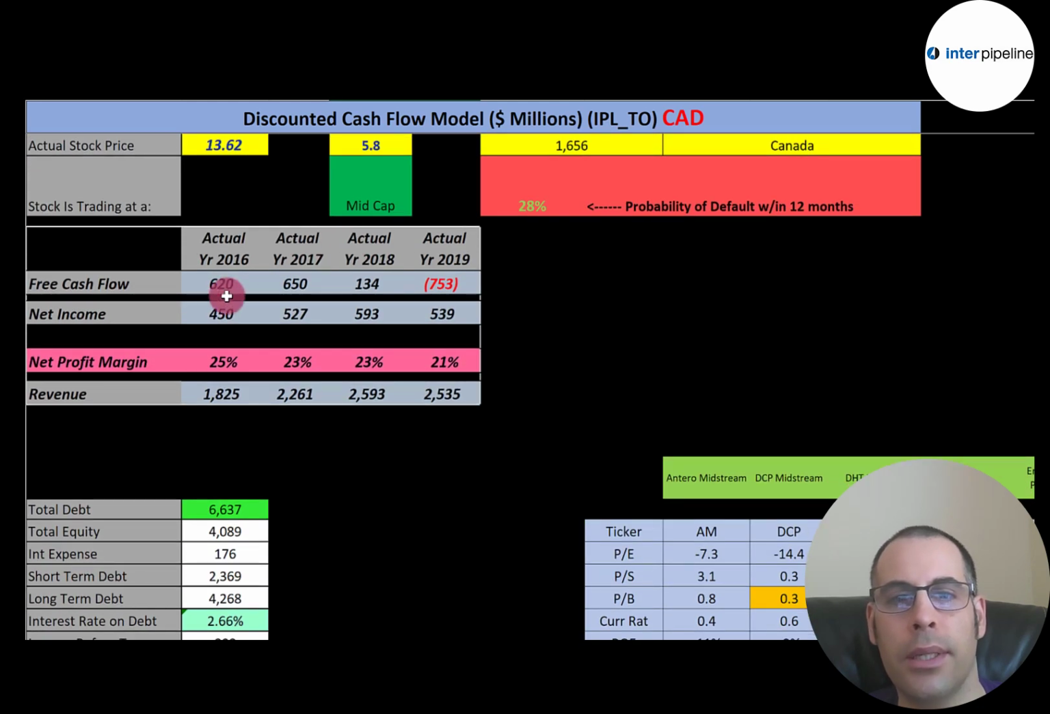Free cash flow looks okay. It's positive for 3 years, then they had a big negative in 2019. They might have been investing in that company that year. Net income looks really good. It's positive and growing. Revenue looks really good, 1.8 billion to 2.5 billion. The margins are okay, 21 to 25%.